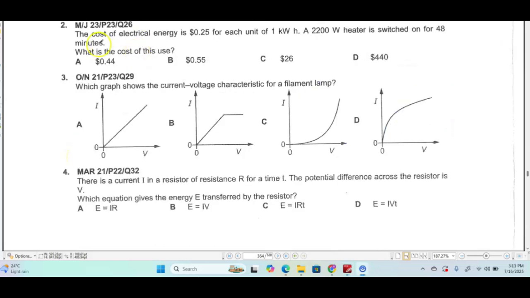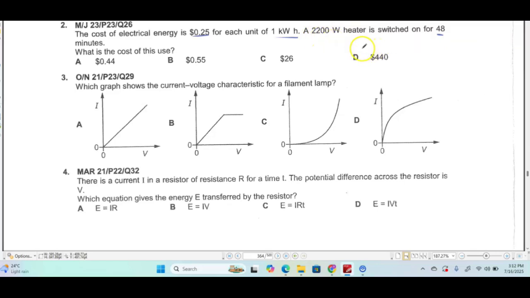Question number 2. The cost of electrical energy is $0.25 for each unit of 1 kilowatt hour. A 2200 watt heater is switched on for 48 minutes. What is the cost of this use? Firstly, we need to find out how many kilowatt hours we have. This is in watts and this is in minutes, so we need this to be in kilowatts and the time to be in hours. If we convert this into kilowatts, we will be dividing it by 1000.